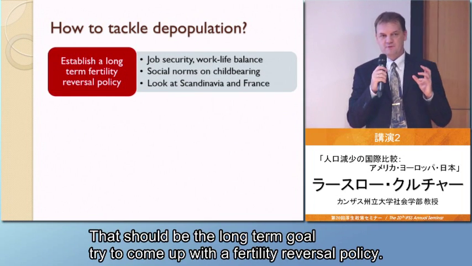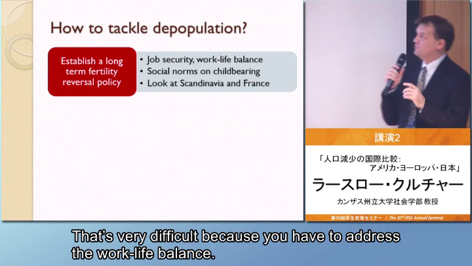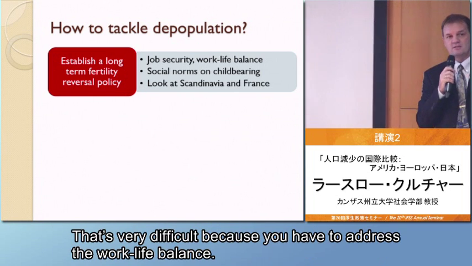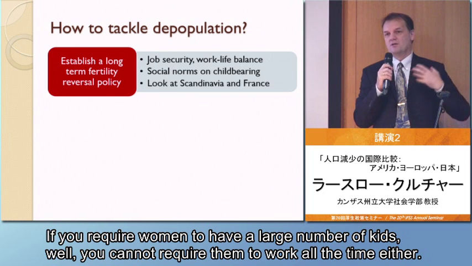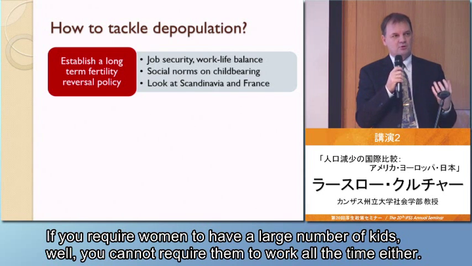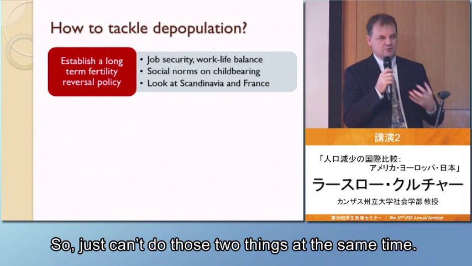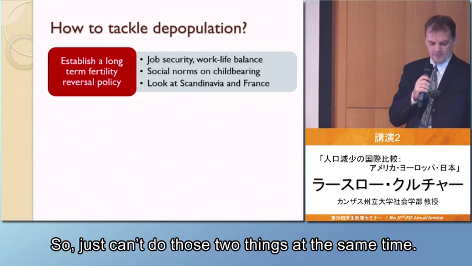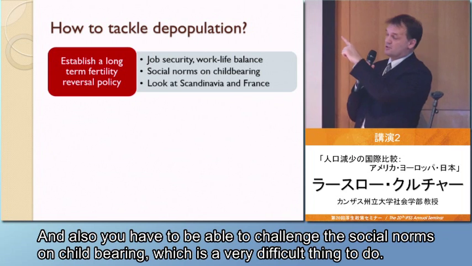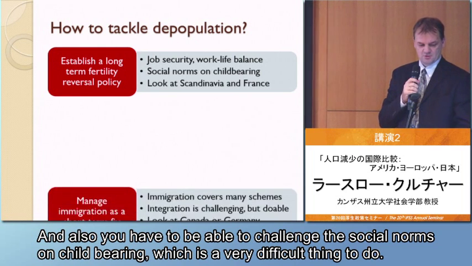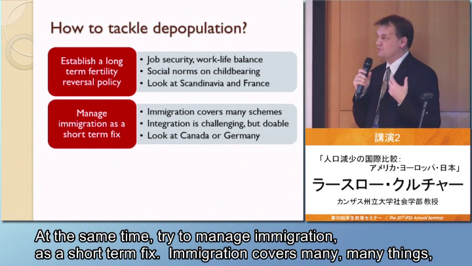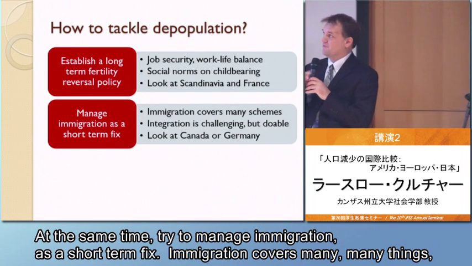Try to come up with a fertility reversal policy. That's very difficult because you have to address the work-life balance. If you require women to have a large number of kids, well, you cannot require them to work all the time either. So you just can't do those two things at the same time. And also you have to be able to challenge the social norms on childbearing, which is a very difficult thing to do. At the same time, try to manage immigration as a short-term fix.